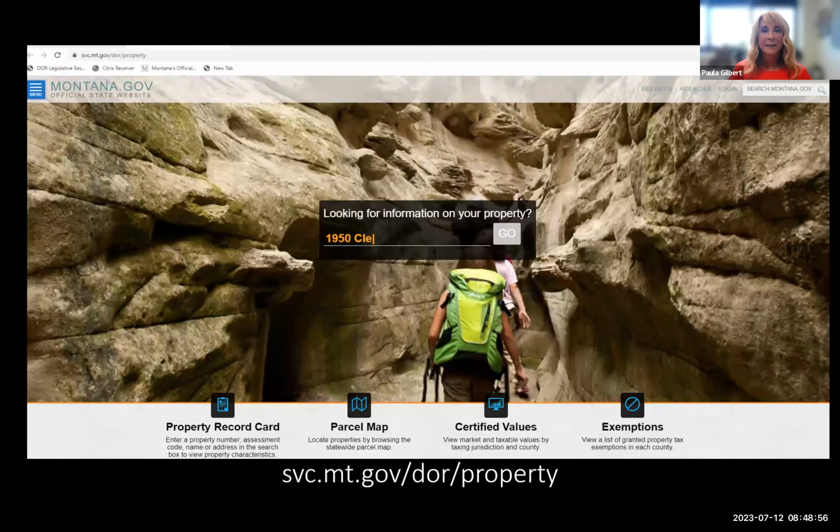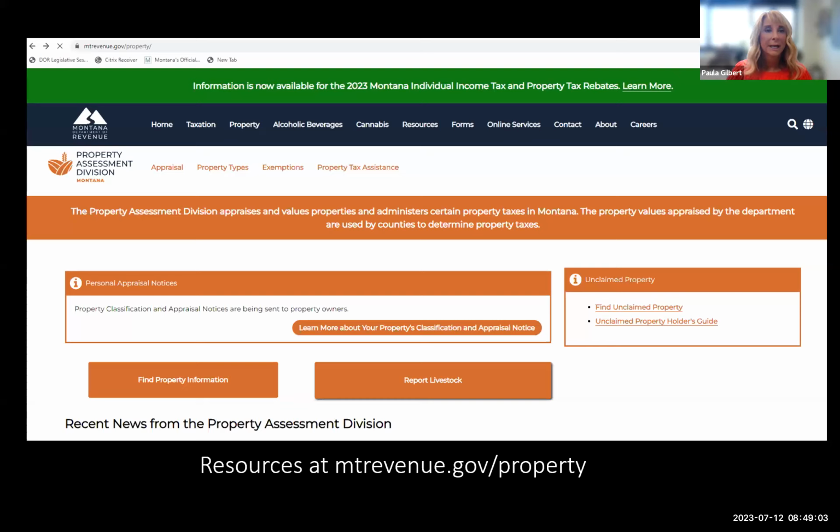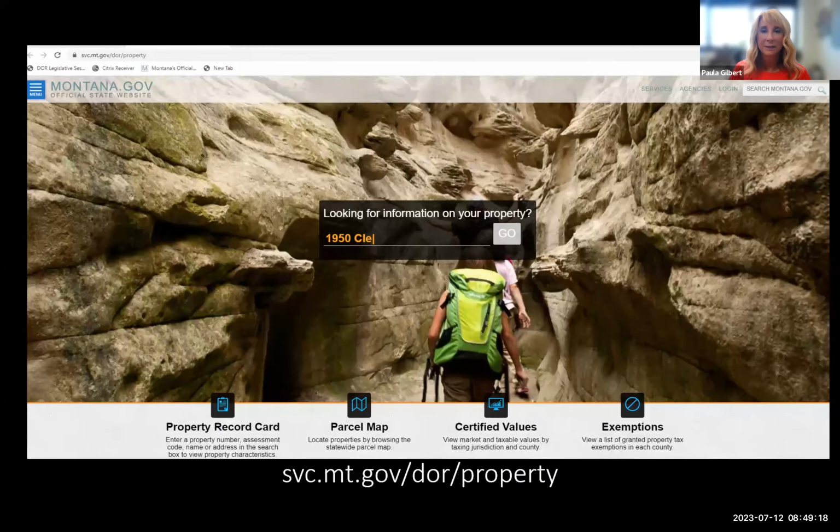This next slide is another option that you have when you visit our website. So let me go back to this screen. Underneath where we saw learn more about your property's classification and appraisal notice, there is an option on the left in the orange that says find property information. When you click on that link, this is going to be the screen that you see. You can use this website and search by your address, by owner name, tax code, geocode. There's a number of ways to find your property on this website.